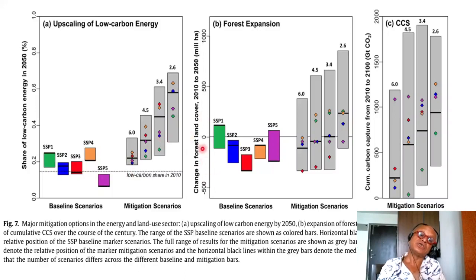Look at that. Change in forest land cover 2010 to 2050 in millions of hectares. SSP 1 range is here between positive and negative, but loss of forests is pretty much guaranteed in these, and SSP 5 stays here. So in terms of mitigation scenarios, again 2.6 requires a massive increase in land cover, which is not there in other scenarios.